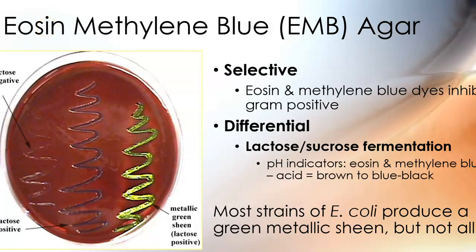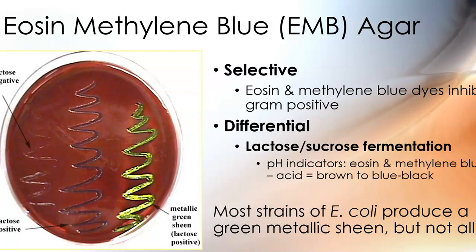Eosin methylene blue. That's what we use today in lab, EMB. And EMB is selective for gram negatives. Okay, again, we're trying for those enteric gram negative organisms. Now, did we see Staph aureus grow? Yes, but was it inhibited? Yes. Okay, it was inhibited. It didn't grow all the way out to 4+, all the way to the end.